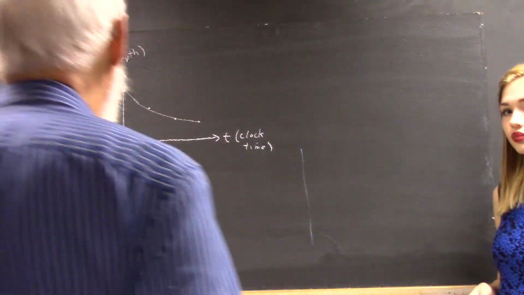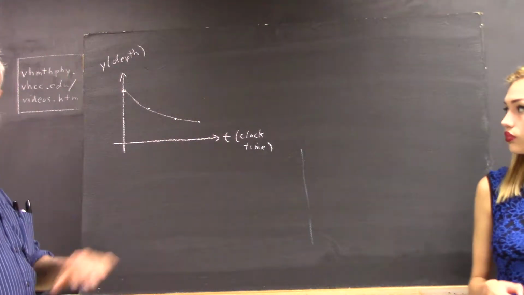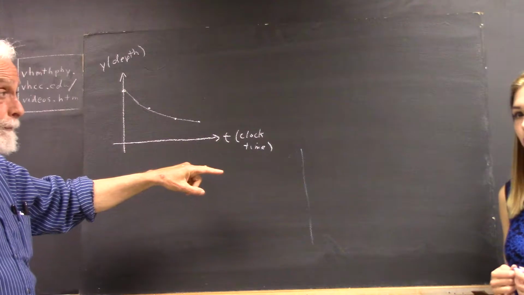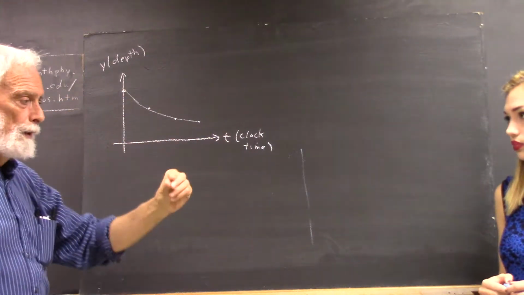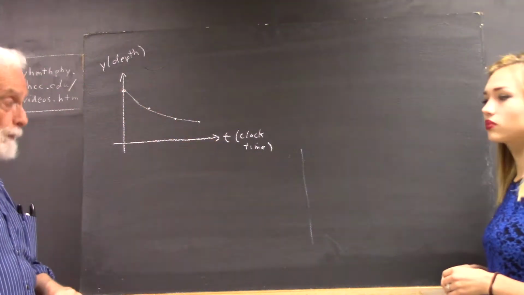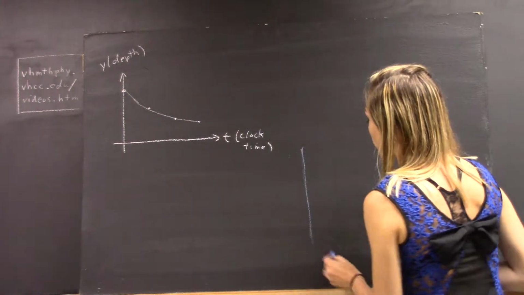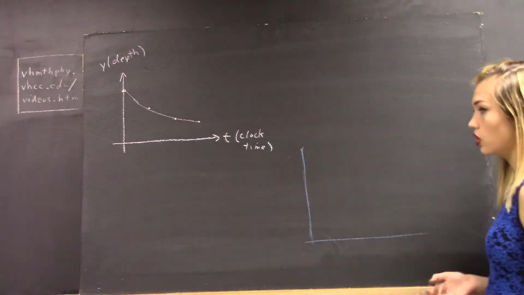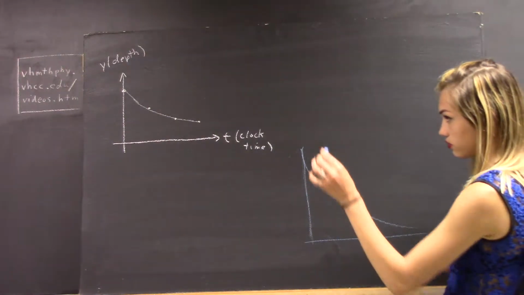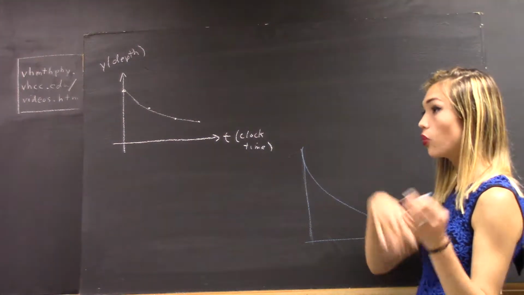So the question is, if this is the depth versus clock time for water flowing out of the container when we have just a short tube in the outflow, what's it look like if you have a longer tube? Sydney? Okay, so where the tube is longer, the pressure is going to be lower. So it's going to take longer for the water to come out.